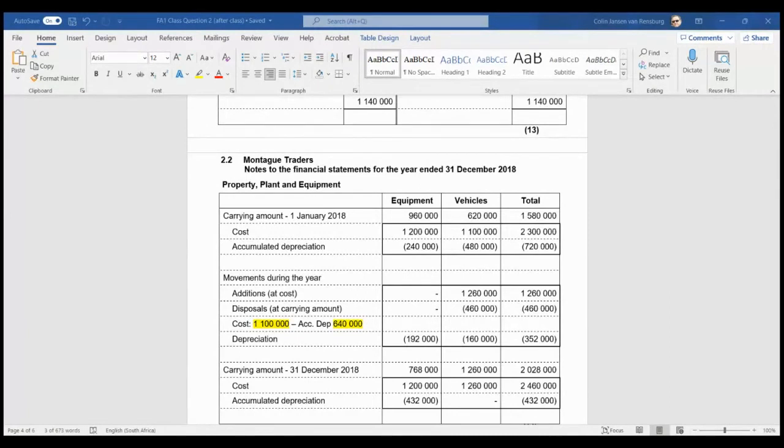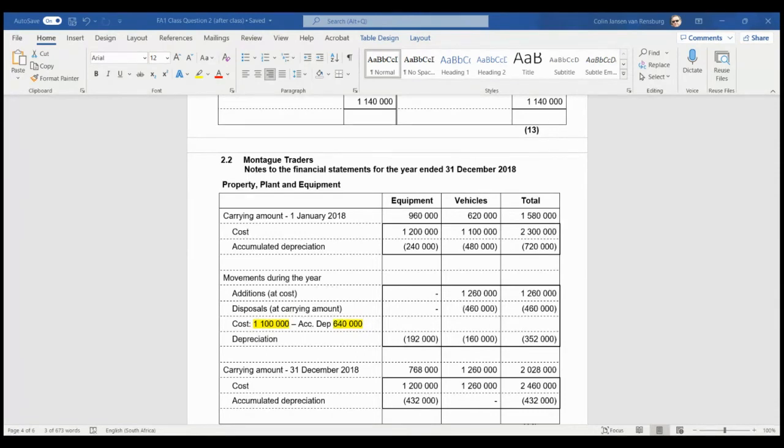additions to our property, plant, and equipment during the course of the year that will be recorded at cost. Then, ladies and gentlemen, any disposals that we have made during the year. In other words, we have sold some of our property, plant, and equipment. That also represents a movement. And in that case, what do we have to take out? The carrying amount. We have to take out the carrying amount at the date of disposal.